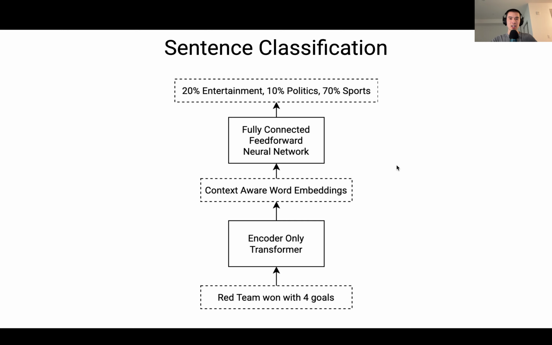What about sentence classification? So we have a sentence, "Red team won with 4 goals." We'll pass this to the encoder-only transformer, which again, its core purpose is to understand language. It'll create context-aware word embeddings that we pass to a fully connected feed-forward neural network, and the analysis will be 20% entertainment, 10% politics, 70% sports. So its best guess is that this should be in a sports article, etc.